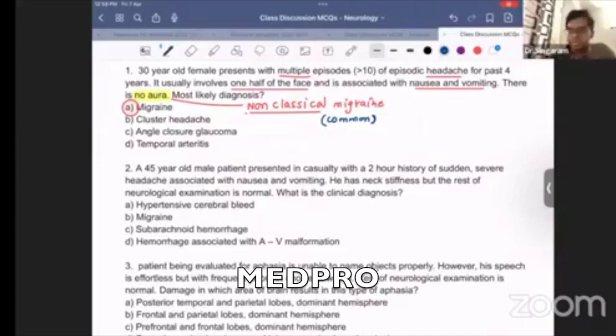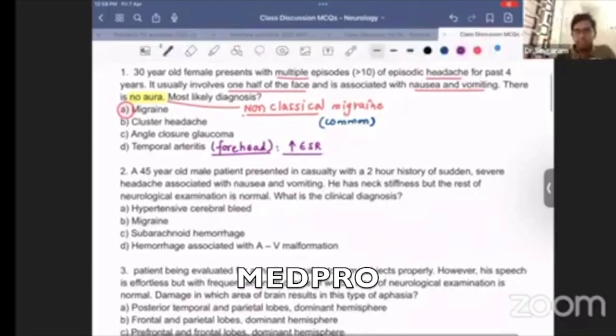Temporal arteritis will have a headache typically in the forehead area. Temporal arteritis will have elevated ESR. In your vasculitis disorders, they are going to discuss temporal arteritis. It's also called giant cell arteritis, where the headache will be in the forehead area, and sometimes you can even see a dilated temporal artery in the forehead region. As of now, I'm not going into the details. Let me leave it there. Answer for this question: one is migraine.